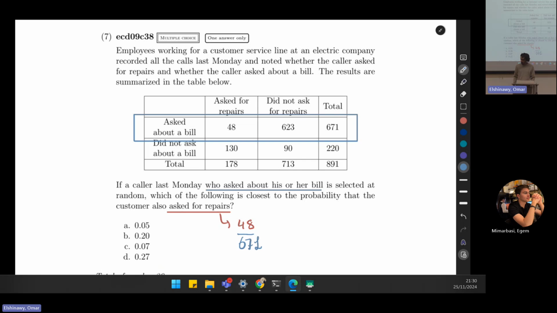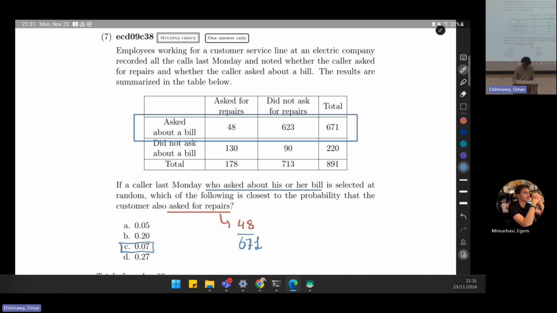Have you computed it? No, but I treated 0.07 as 7%. Isn't that right? It's true, yes. So 7% of 671 is 46.97. That's the nearest. Okay, but why is it not 0.05? Because that would be 33.5.